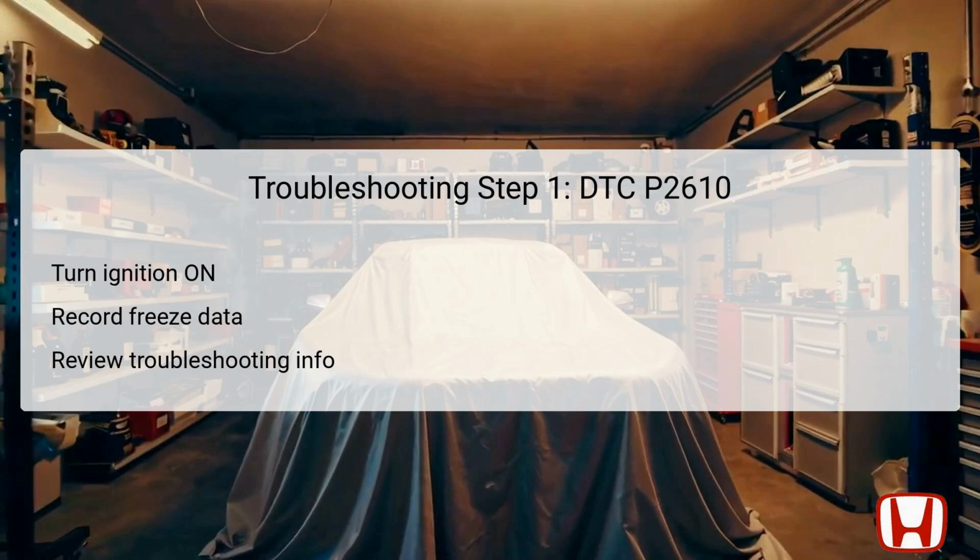The first step in troubleshooting DTC P2610 is to turn the ignition switch to the on position without starting the engine. This action allows vital systems to initialize and prepares the ECM-PCM for diagnostics. Immediately following this, you should record all available freeze frame data and any onboard snapshots that can provide crucial context for the error. Freeze data captures critical sensor information and system states at the moment the fault occurred.